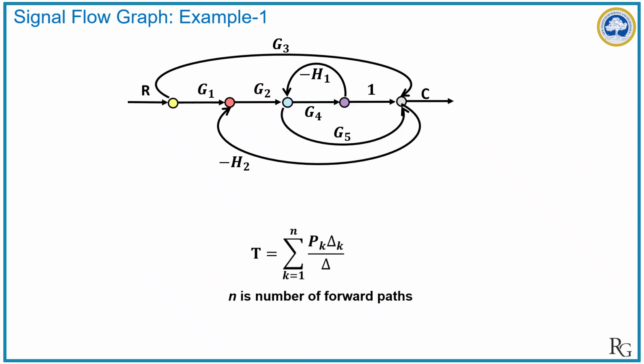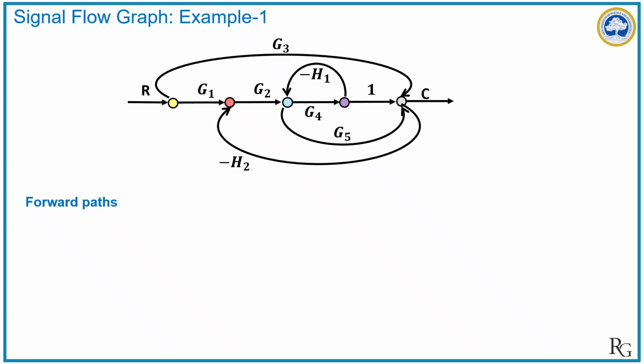To solve the signal flow graph and find the transfer function, we have to use the Mason gain formula. The Mason gain formula is T equal to summation of K equal to 1 to N, where N is the number of forward paths, Pk multiplied by delta K divided by delta.